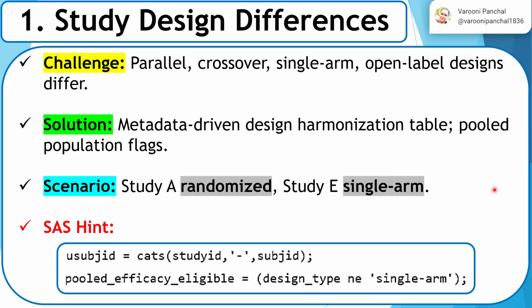So say for example I have these 12 different studies, right? The very first challenge is you need to understand the study design of each and every study. Once you have understood that, and once you have understood the primary objective, especially in the ISS and ISE study, only then will you be able to define this pooled efficacy eligibility, right? So this is one criterion. And for the unique subject ID, you can use the CATX function, where you combine the study ID and subject ID using the hyphen.